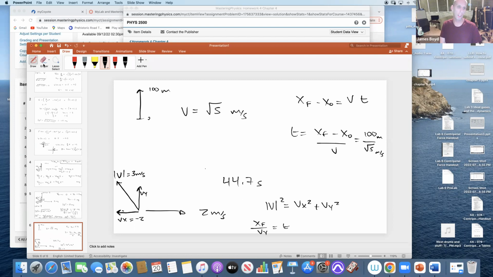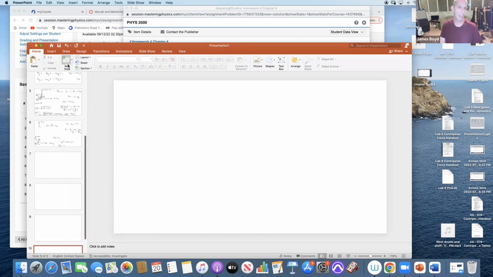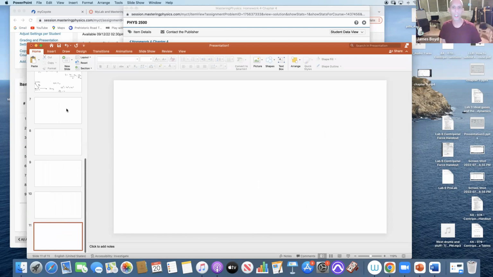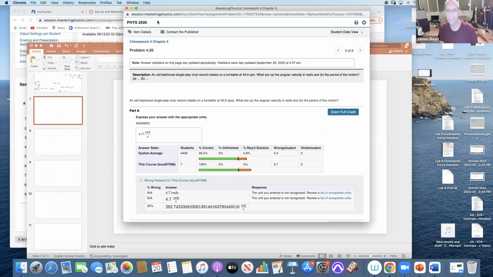The following problem, maybe, look, because there's 2 different kinds. Yeah, this is angular velocity, and we'll talk about that in a second. But we want the angular velocity and we want the period.